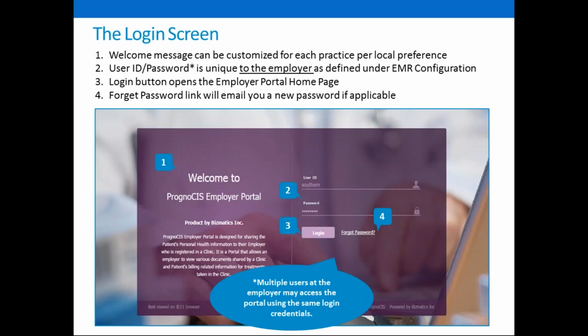So the login screen, when they launch the URL, here at number 1 on the left-hand margin where it says Welcome to Prognosis Employer Portal by Bizmatics, and then you have a paragraph, that is those 4 lines that you customize. So that will say whatever you tell it to. Number 2 is where you're going to enter the user ID and password, click the login button, or if they've forgotten it, they can click number 4 to reset their password.